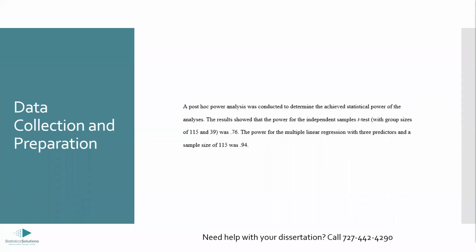And then here's just an example of an excerpt of how you might write up the results of a post hoc power analysis. So here we state that we're doing a post hoc power analysis to determine the level of statistical power that we had for the analysis. We state what statistical tests we're doing our post hoc power analysis for. So in this case, a t-test and a multiple linear regression. We state what our sample size was for those tests. And then we state the level of power achieved that we got for each of those tests.